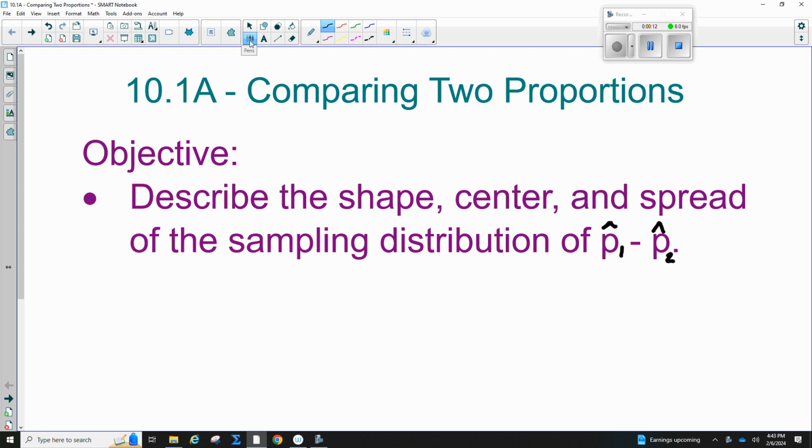Chapter 10, we're going to be doing confidence intervals for difference of proportions and confidence intervals for difference in two means. And then we're going to also do significance tests for difference in proportions and significance tests for difference in two means. Today, we're just going to do the basics. We're just going to do comparing two proportions. So we're going to talk about the shape, center, and spread of the sampling distribution between two p hats.